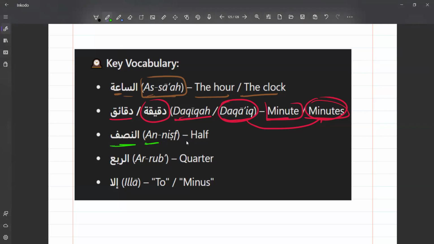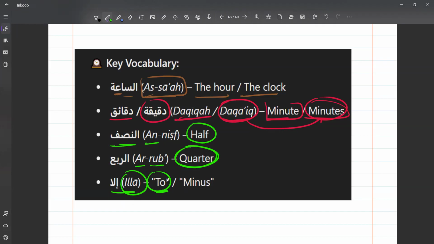Then comes the word an-nisf. It means half. Then comes the word ar-rubu'. Ar-rubu' means quarter. Remember it: ar-rubu' means quarter, an-nisf means half, and illa means two, right?